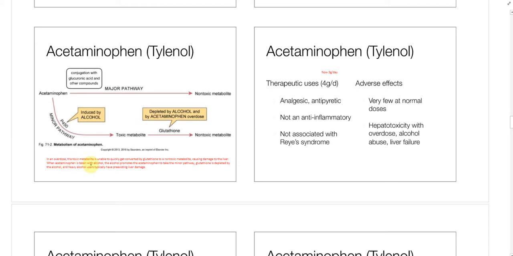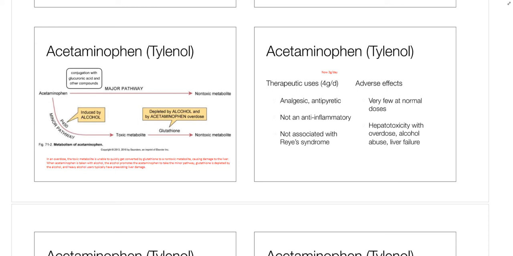So in an overdose, the toxic metabolite is unable to quickly get converted by glutathione to a non-toxic metabolite, causing damage to the liver. Okay, and on top of that, the heavy alcohol users typically also have some form of pre-existing liver damage from the alcohol, so it's sort of this double whammy if you are a heavy alcohol user to begin with.